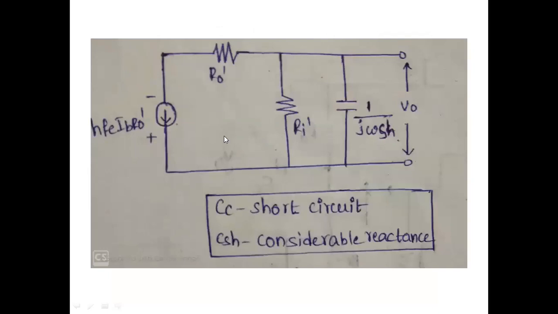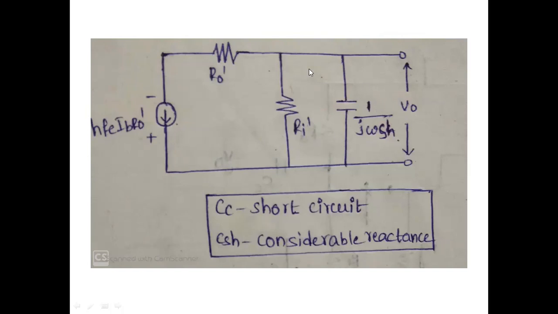So this is the circuit when we are considering the coupling capacitors as short circuit, and we have some shunt capacitance at the output. Shunt capacitance has a reactance, that is 1 by j omega Csh. Csh is the shunt capacitance reactance which appears at the output. And here we have the coupling capacitance at higher frequencies, which becomes short circuit. Okay, and the equivalent circuit at higher frequency becomes as shown in the figure: hfe Ib, Ro', Ra', and 1 by j omega Csh.